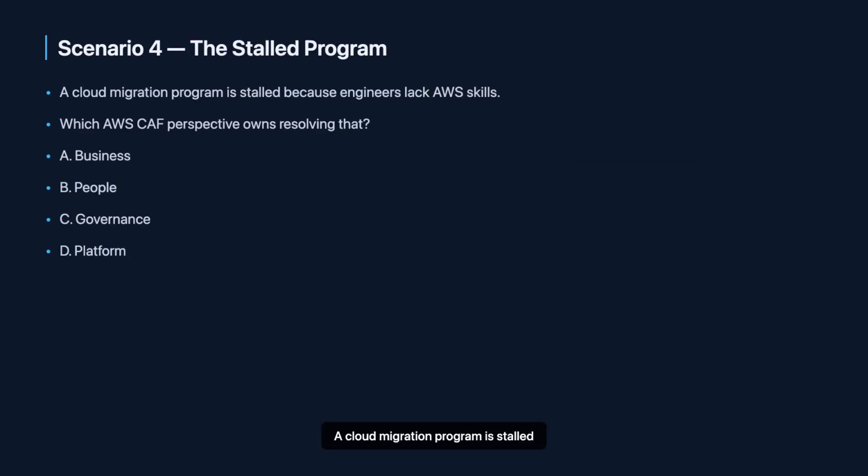Scenario 4. A cloud migration program is stalled because the engineers lack Amazon Web Services skills. Which Amazon Web Services CAF perspective owns resolving that? Option A. Business. B. People. C. Governance. Or D. Platform. Pause if you need it, and notice which keyword in the stem is doing the work.